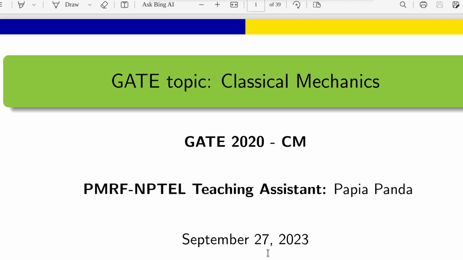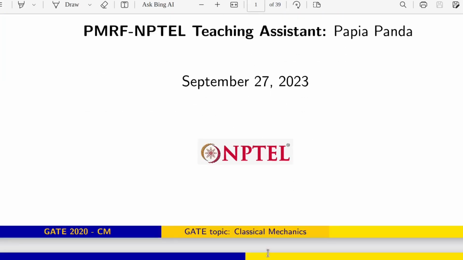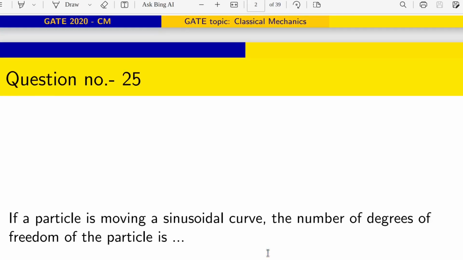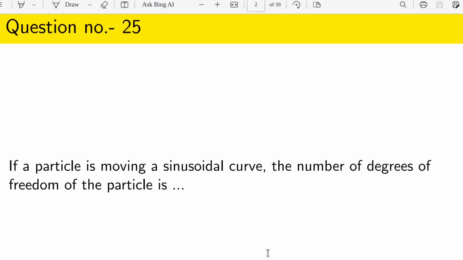So yeah, hello everyone, and this is the GATE 2020 physics question paper, and today we will talk about classical mechanics GATE topic. And let's start. So this is question number 25, and the question is, if a particle is moving in a sinusoidal curve, what will be the number of degrees of freedom of the particle? Okay.